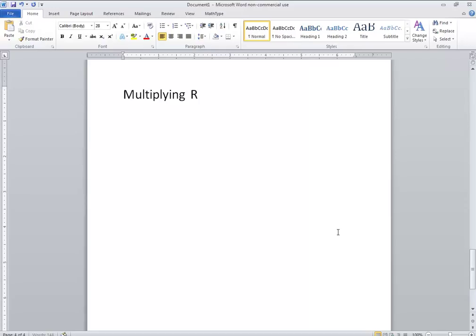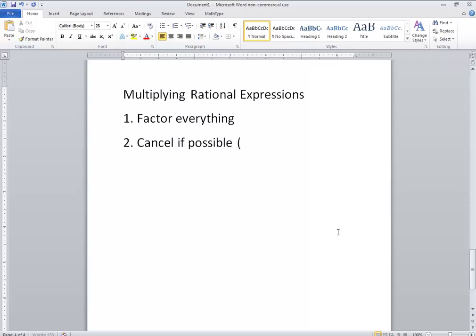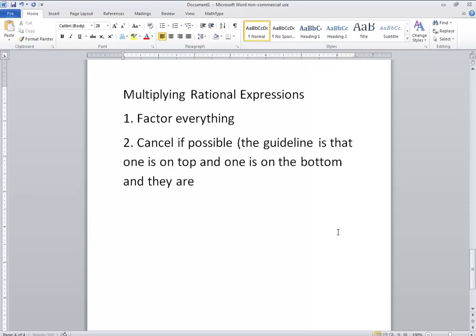Multiplying rational expressions. Our first step is to factor everything. Second step is to cancel if possible. And the guideline is that one is on top and one is on the bottom, and they're the same.